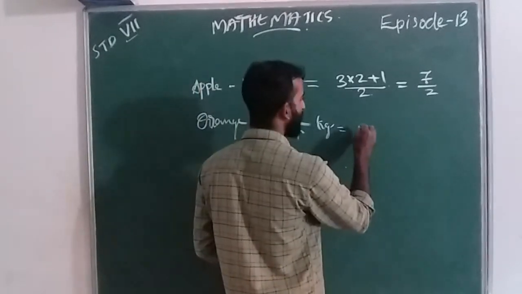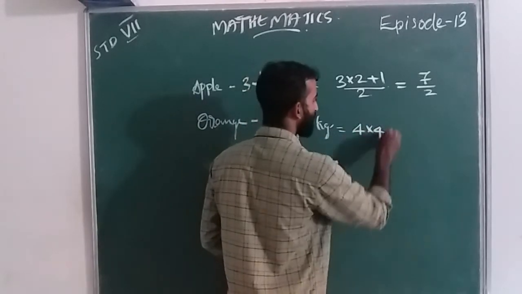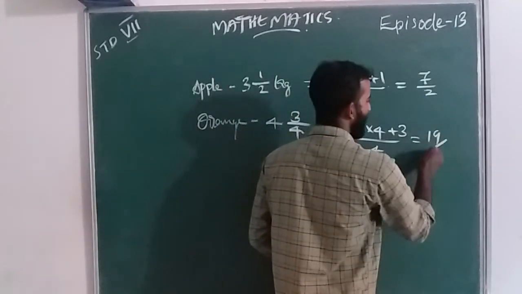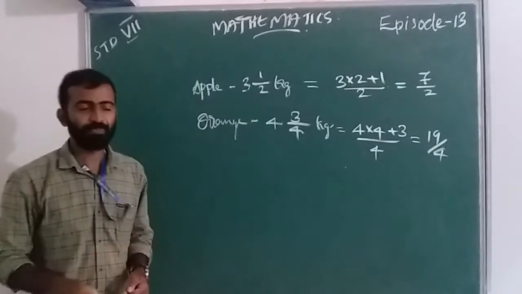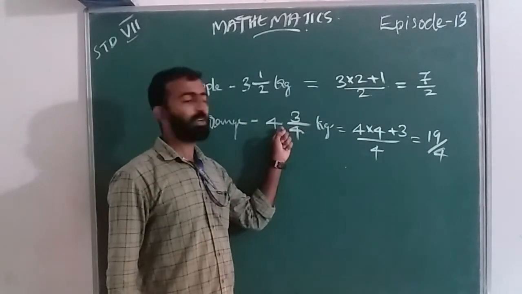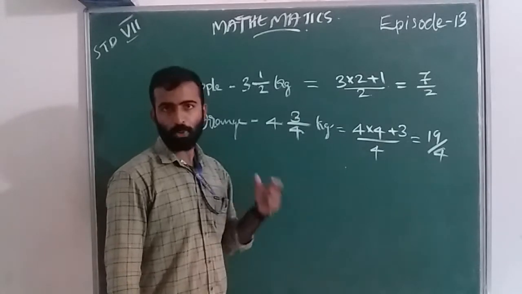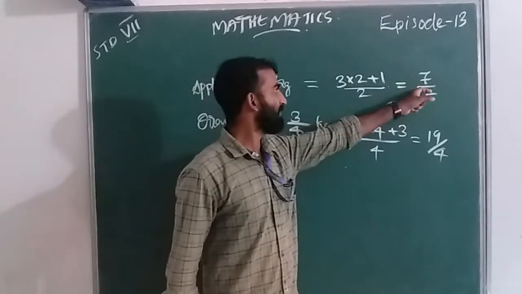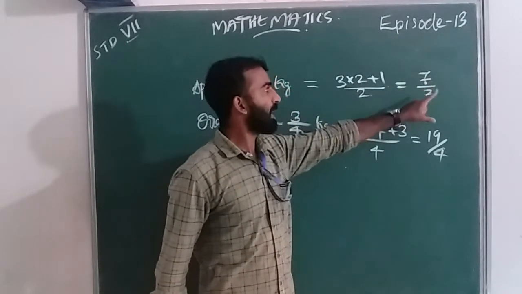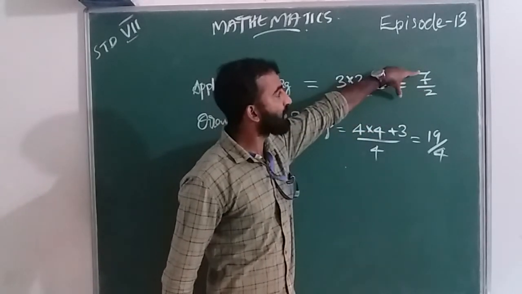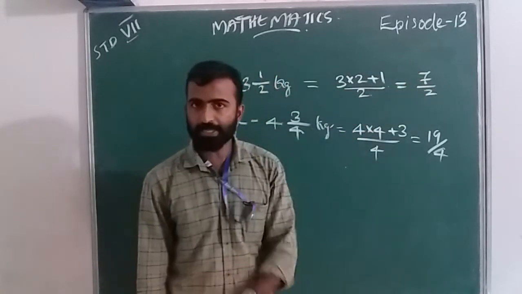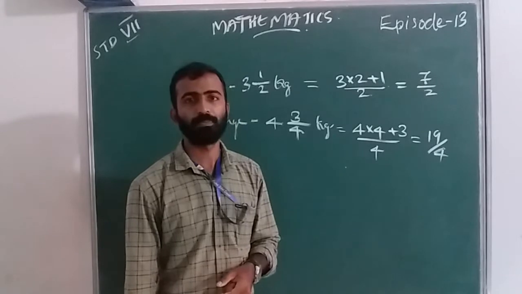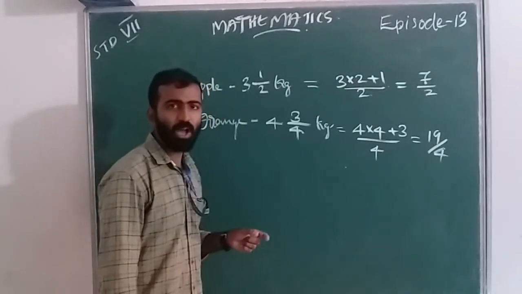4 and 3 by 4 kilos means 4 into 4 plus 3, whole divided by 4, that is 19 by 4. This is a mixed fraction and we want to convert it into an improper fraction. Improper fraction means the numerator is big, the denominator is small. When we separate by a line, the upper part is the numerator and the lower part is the denominator. Any doubt?